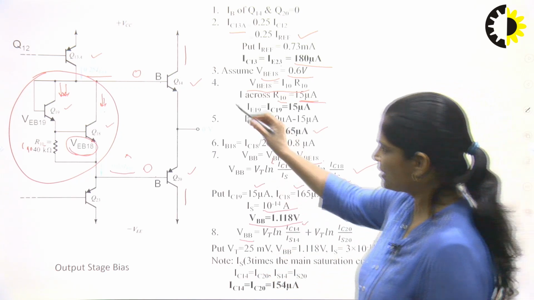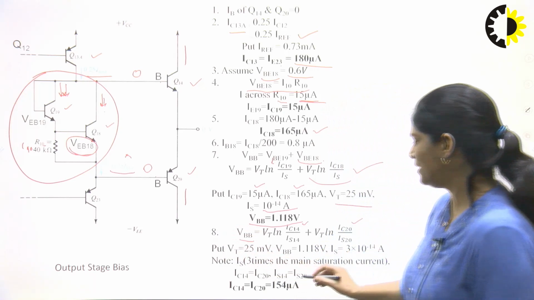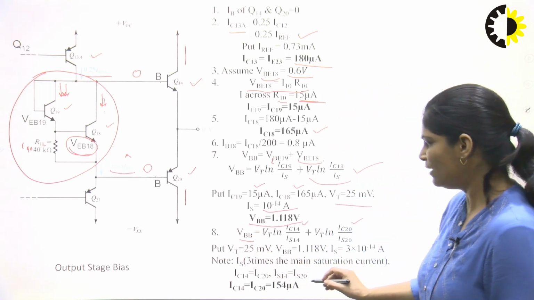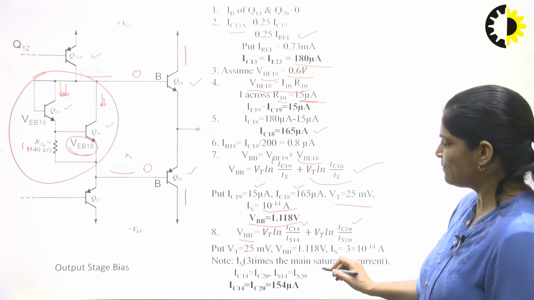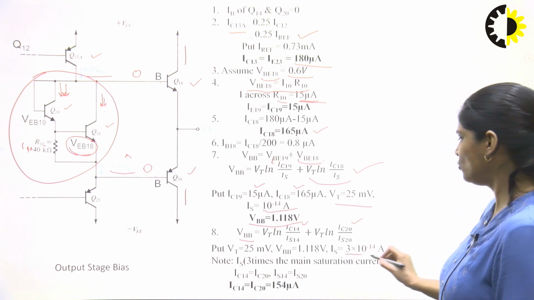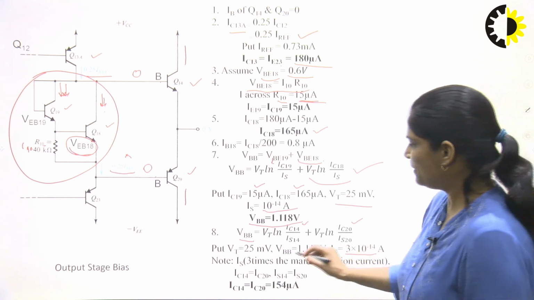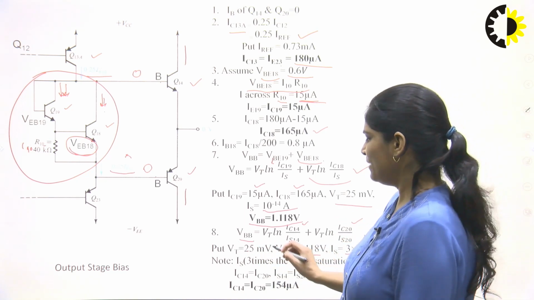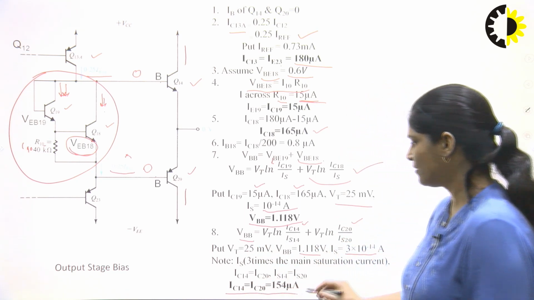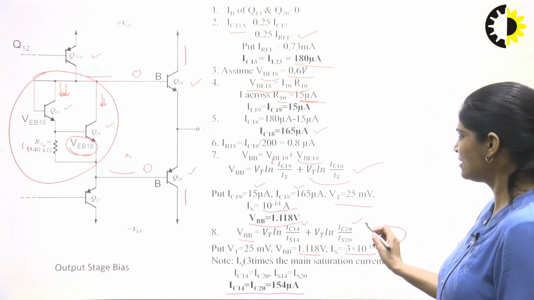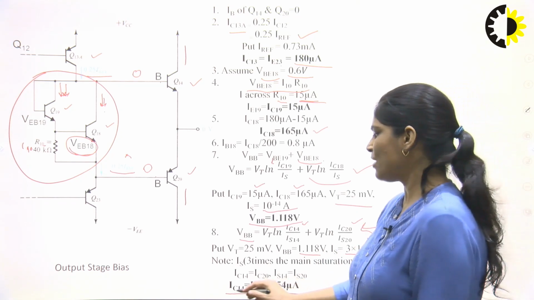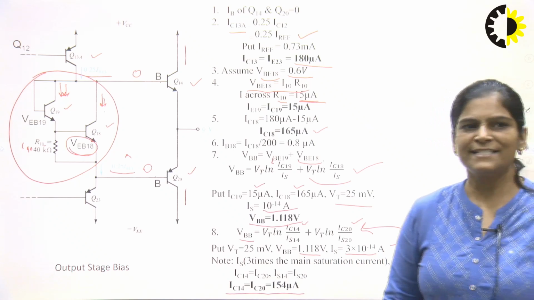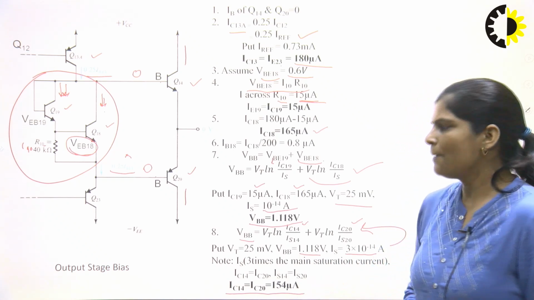Now the saturation currents of transistors Q14 and Q20 are equal, and each is equal to 3 times the saturation current. It means 3 times 10 to the power minus 14. VBB is already calculated as 1.118. VT is 25 millivolt. When we put all these values in this equation, we can find out IC14 is equal to IC20 is equal to 154 microampere.